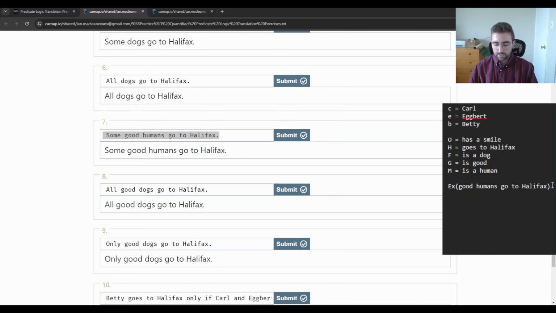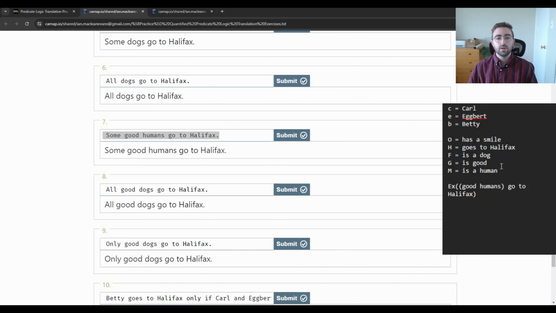So what are we saying? Well, we're saying there is an x, right? There is at least one x where if it is a good human, it goes to Halifax, right? Or there is some x which is a good human and which goes to Halifax. That's probably better. So let's write that out. We would write, if there's an x, and let's block this off just for sake of ease. So there is some x who is good and who is a human.